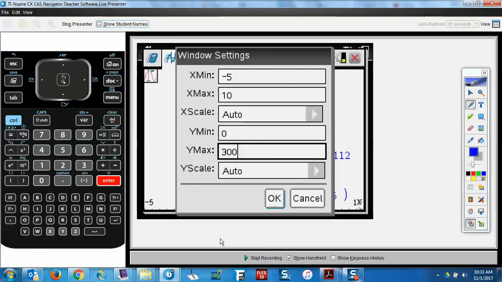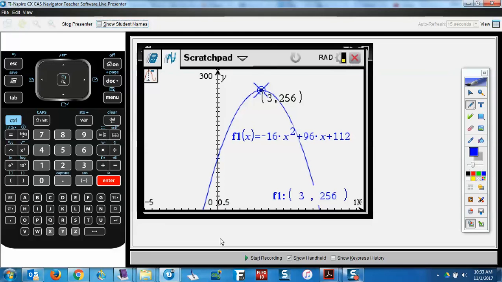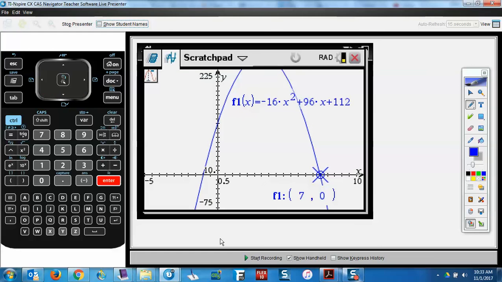You're already there? Yeah, you trace. The other one you can trace at, it looks like it's down there around 7. So if you just trace near there, type in 7, hit enter. And if you don't, hit the up arrow. Okay, so there you go. Clearly you can see it's 0 because you've got the 0 right there. So it's 7 seconds it hits the ground. So stuff like that. Be able to make sense of what those numbers are.